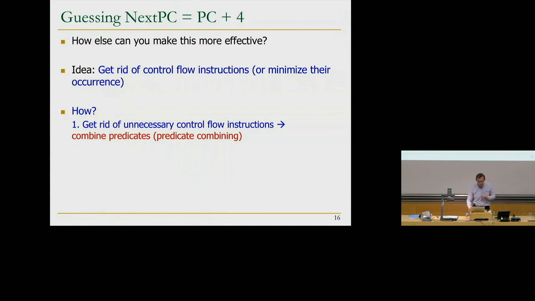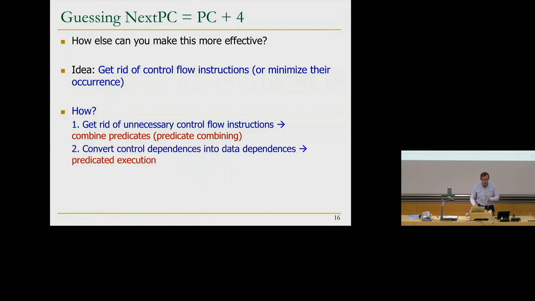I'm not going to go through this in detail, but you can think of this as a programmer also, right? If you have a lot of ifs that are separate, you may think about combining them. And the compilers can do that for you as well. Or you can convert control dependencies into data dependencies, which we're not going to get into right now. But that's another method of getting rid of branch instructions.